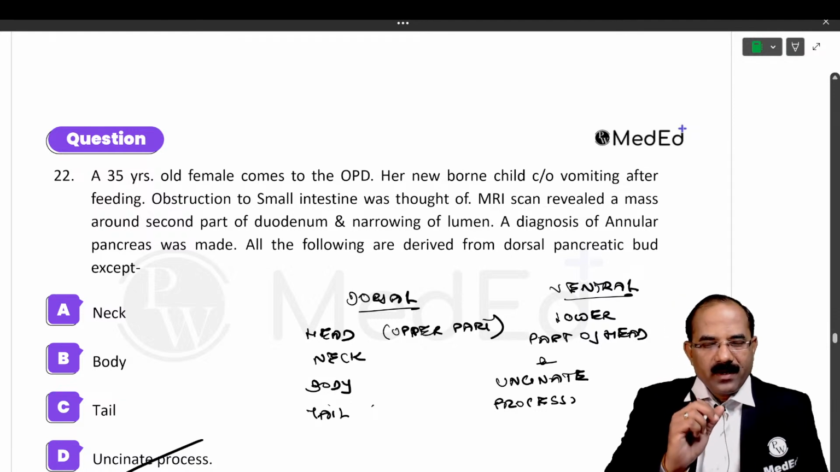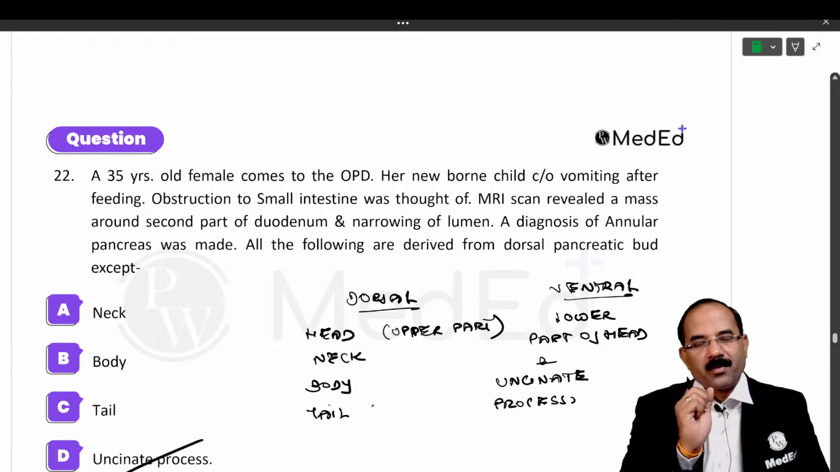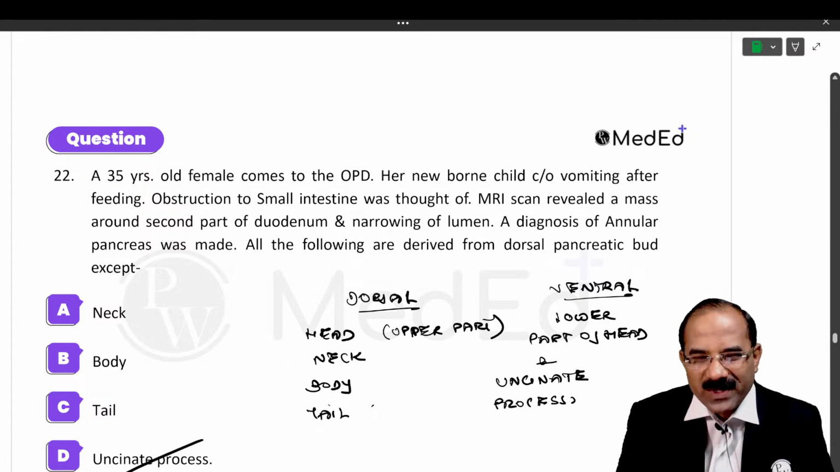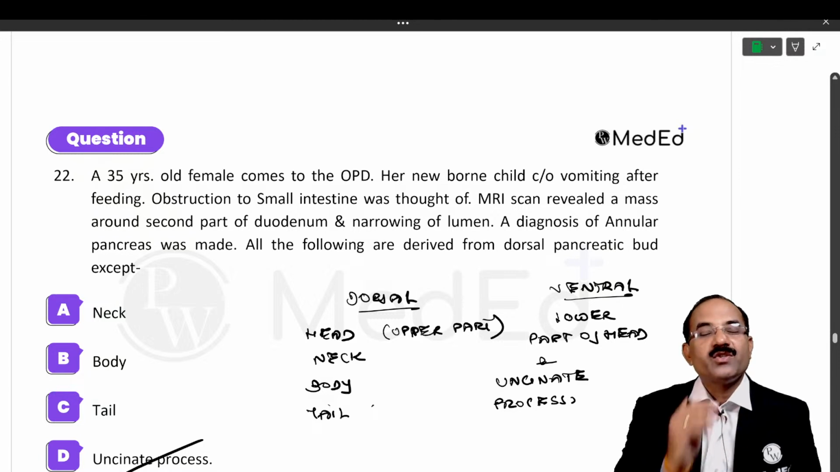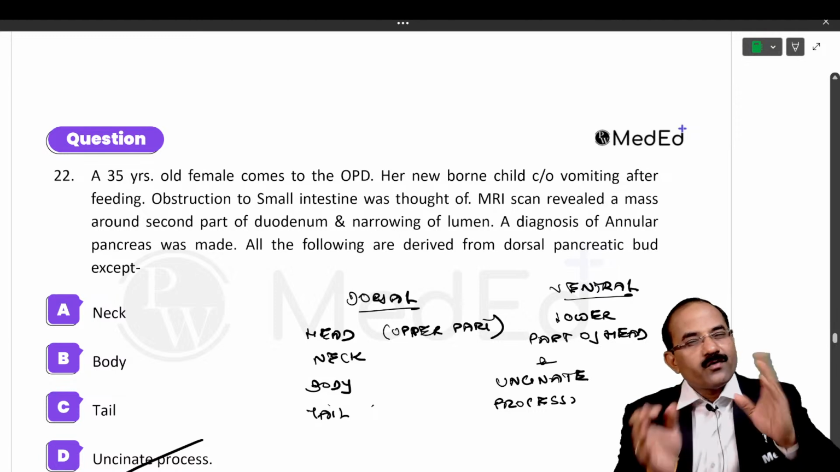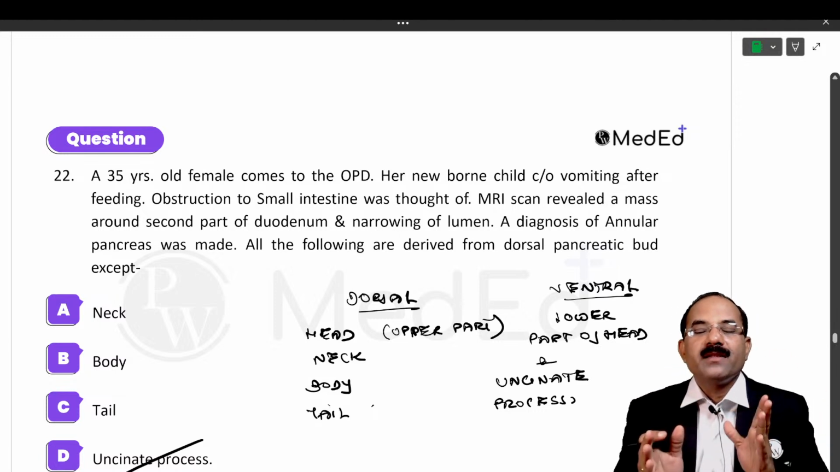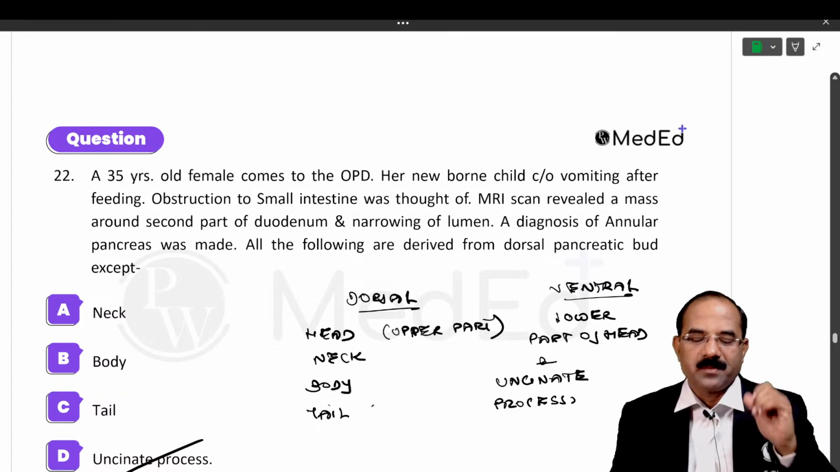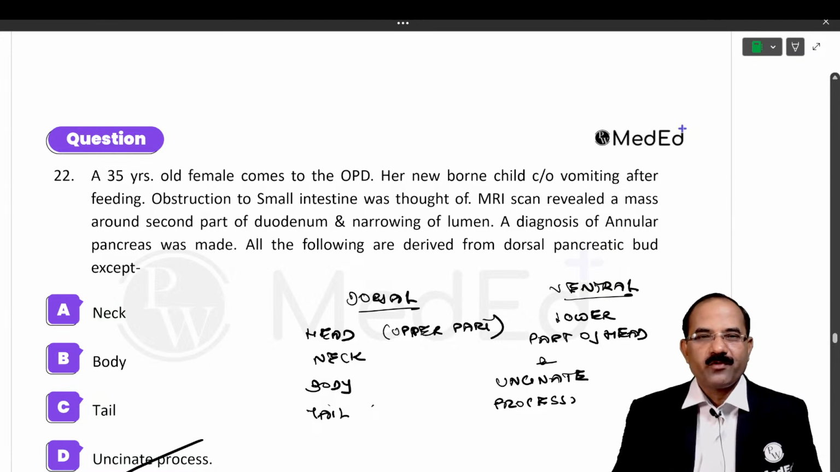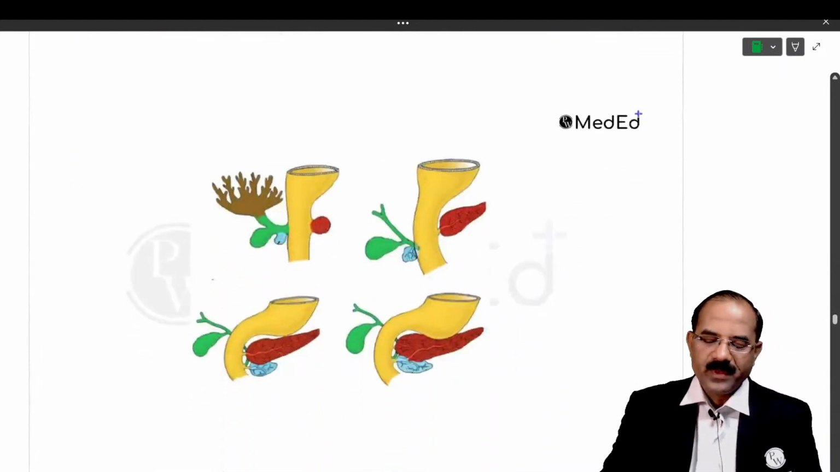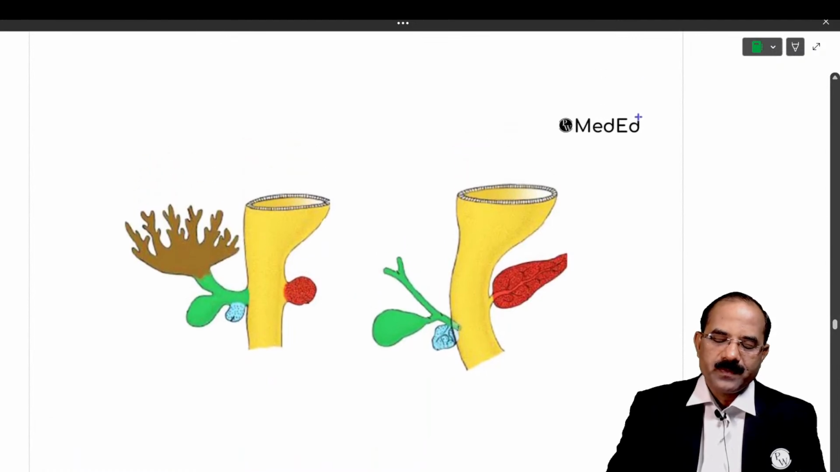Okay. If the ventral bud does not migrate properly, what happens? Annular pancreas. Annular pancreas is due to defective migration of the ventral pancreatic bud. And non-fusion of these two buds results in pancreatic divisum. Perfect. Okay children, answer this.